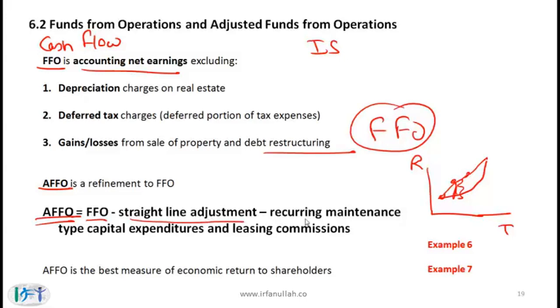We also subtract any recurring maintenance type capital expenditures. So for example, if a REIT owns apartment buildings and we are re-roofing the apartment buildings, then that would be a maintenance type capital expenditure. That is a cash expenditure. Similarly, lease commissions are cash expenditures, so we need to adjust these out to come up with AFFO. So this is a better measure of the cash flow, and the curriculum points out that the AFFO is a better measure of the economic return to shareholders. Now you need to do examples 6 and 7.